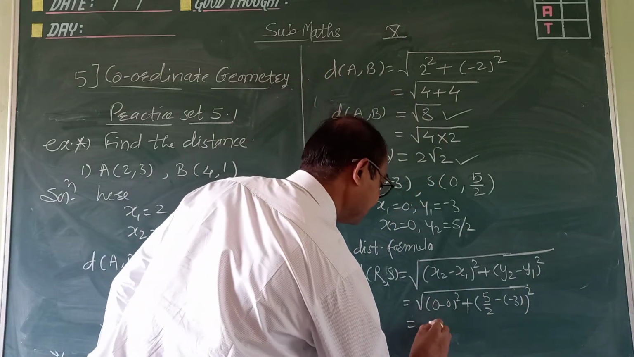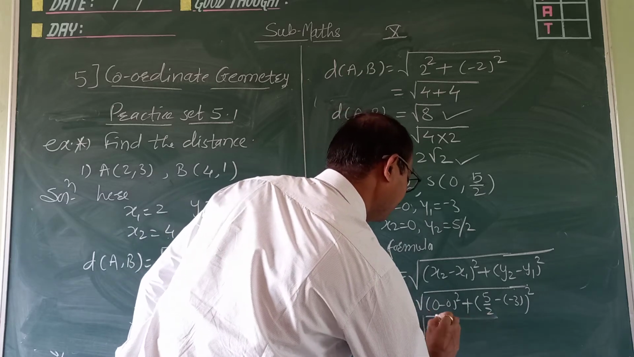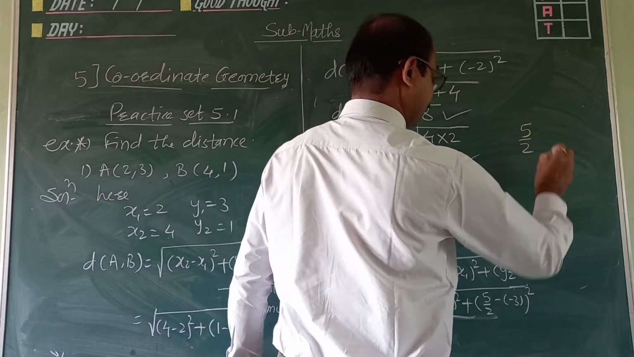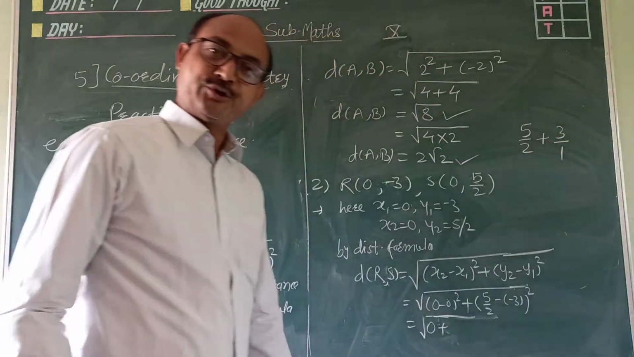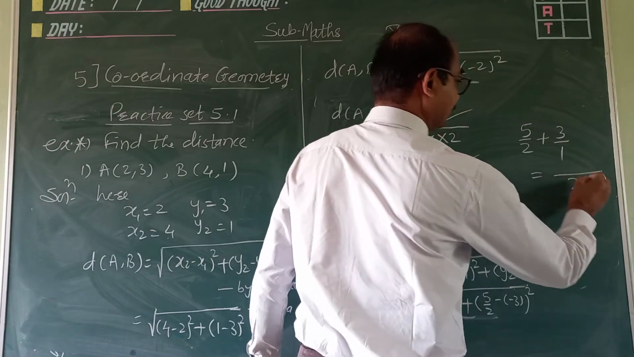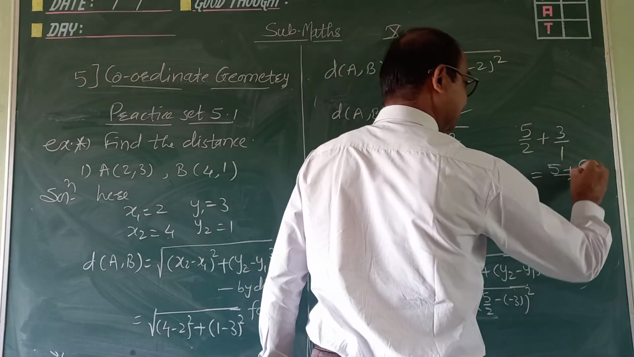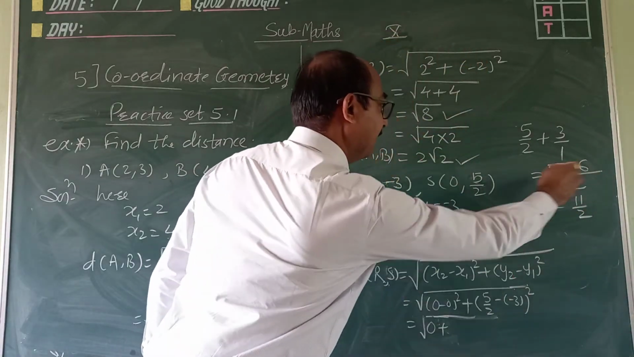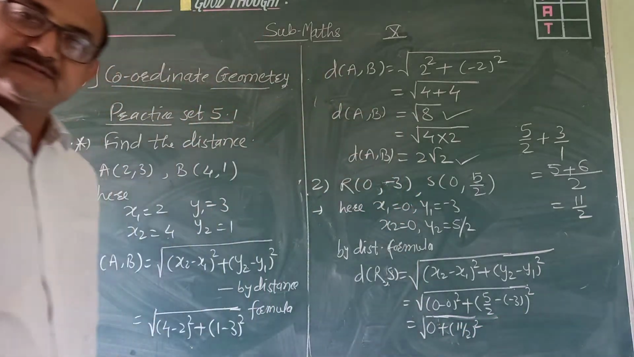Okay, so 0 square means it is 0, we know. Plus we have to see this one, 5 upon 2, this minus becomes plus 3. No denominator means 1. So 2 ones are 2, then cross multiplication: 5 ones are 5, 2 threes are 6. What is it? 11 upon 2. Okay, 5 plus 6, 11. So (11 upon 2) bracket square.